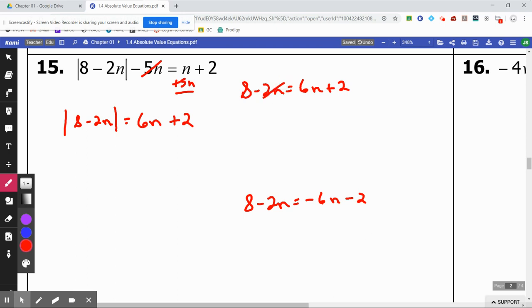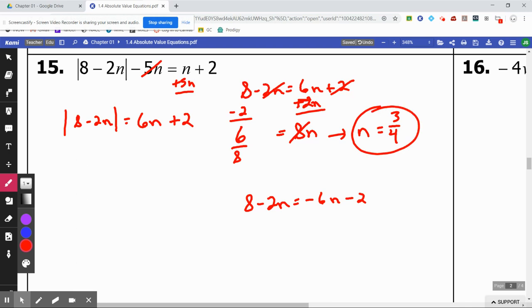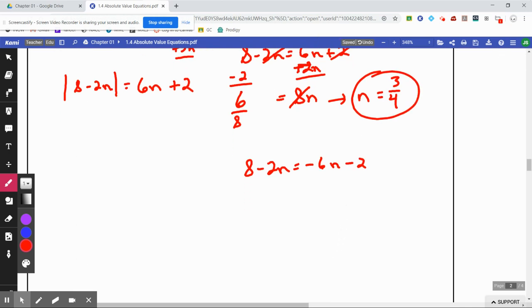Let's move our n's to the same side by doing plus 2n. Plus 2 turns into minus 2, gives you 6 equals 8n. To get rid of 8, divide by it, and it gives you n is 3/4. And the other one, we're going to move our minus 6n by adding 6n. Move your 8 by subtracting 8. And it gives you 4n is equal to negative 10. Divide by 4. Gives you n is negative 5/2.